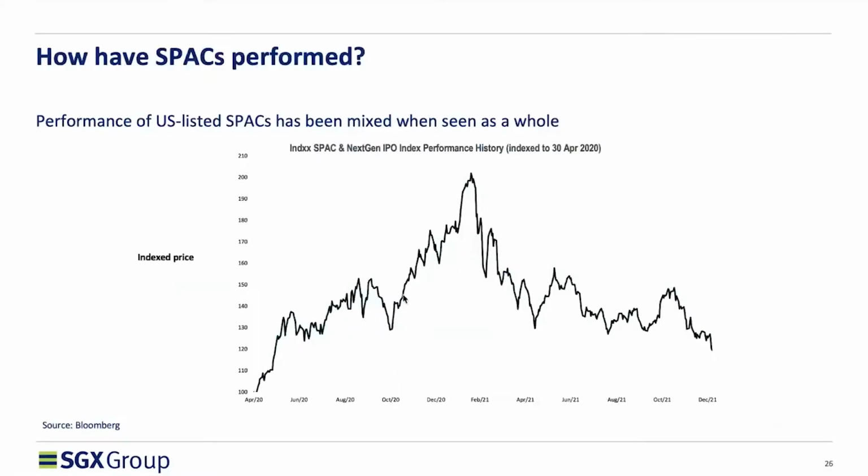So here what I've shown would be the performance of US listed SPACs since April 2020. What we see is that they have been very volatile. If we index it to April 2020, they did very well through most of 2020, peaking at the early part of last year. Thereafter, we have seen a decline in the share price.